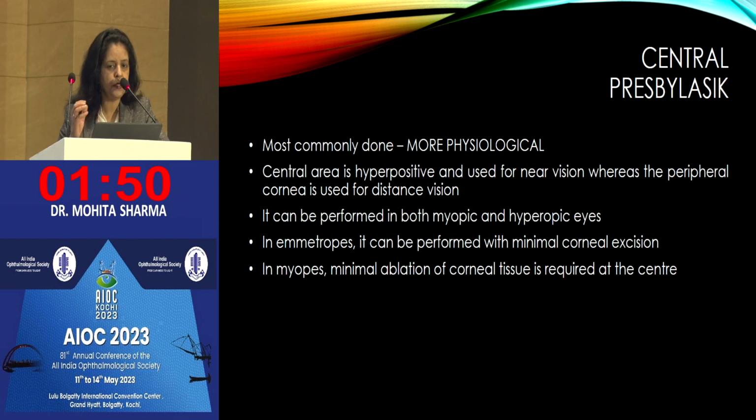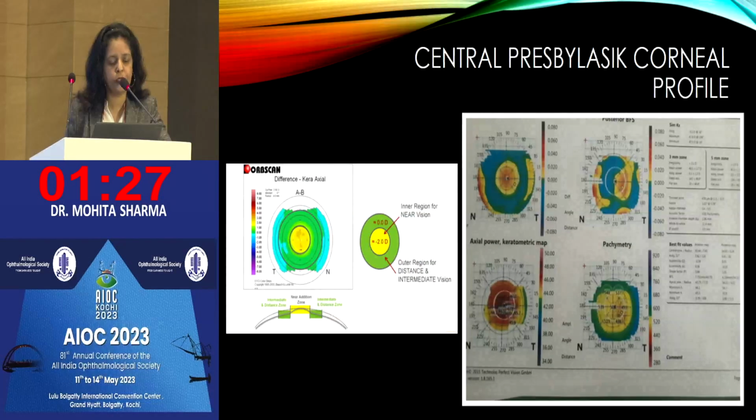Now, there is a central hyperpositive area which is created, and this is used for near vision, whereas the peripheral cornea is used for distance vision in central presbyLASIK. And this can be used for hypermetropes, myopes, as well as emmetropes. Even for emmetropes, we have done central presbyLASIK, and of course, patient selection is important. But once you select your patient properly, these are happy patients because they become independent from reading glasses. So this is the principle of central presbyLASIK.